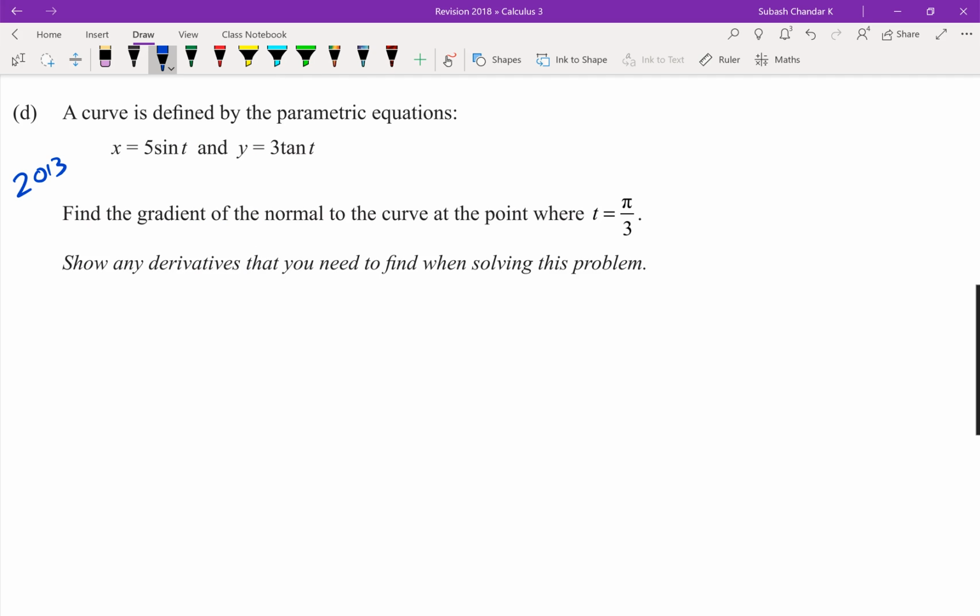So we've got x equals 5 sin t. Then dx/dt is equal to 5 cos t.